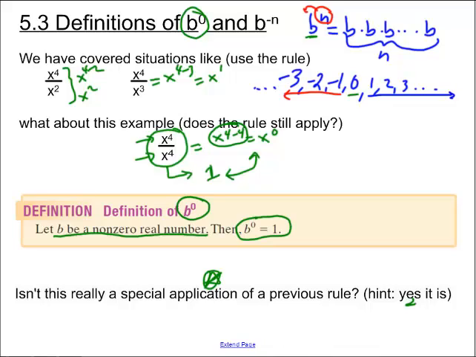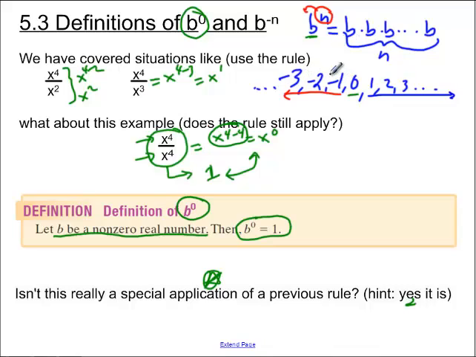Alright, so today's topic is going to be section 5.3. This is part B, I guess. We're going to talk about b to the negative nth power, because we've already talked about b to the 0th power. Again, our definition of b to the nth power is b times b times b times b, the base multiplied by itself n times.